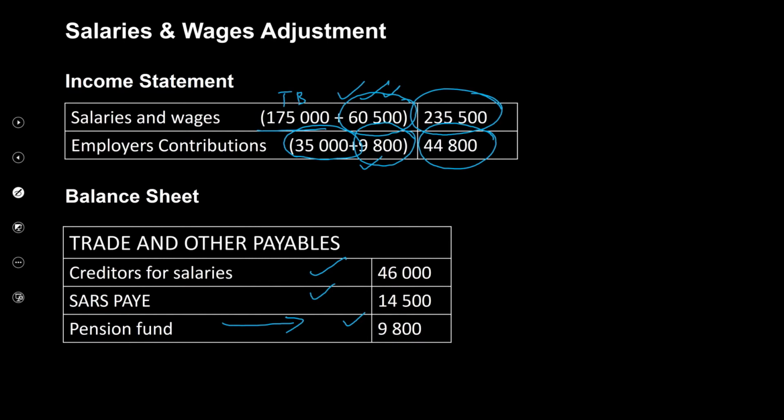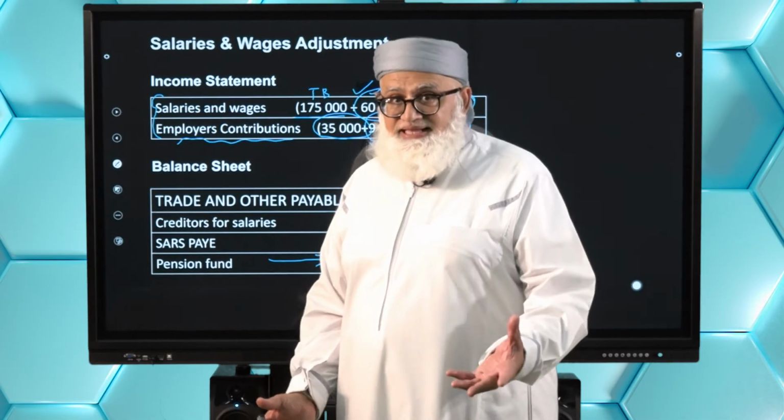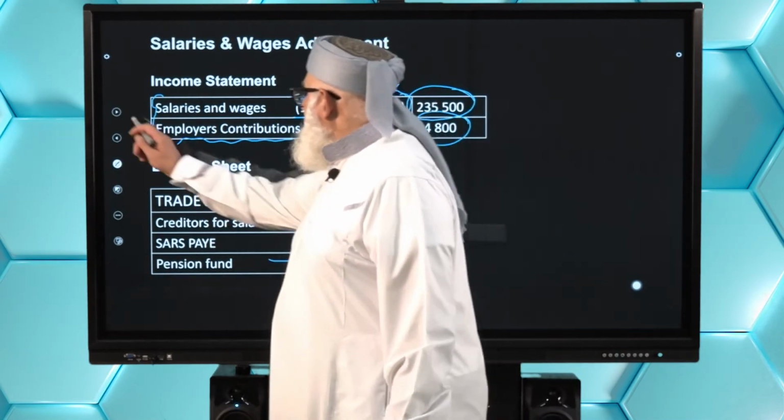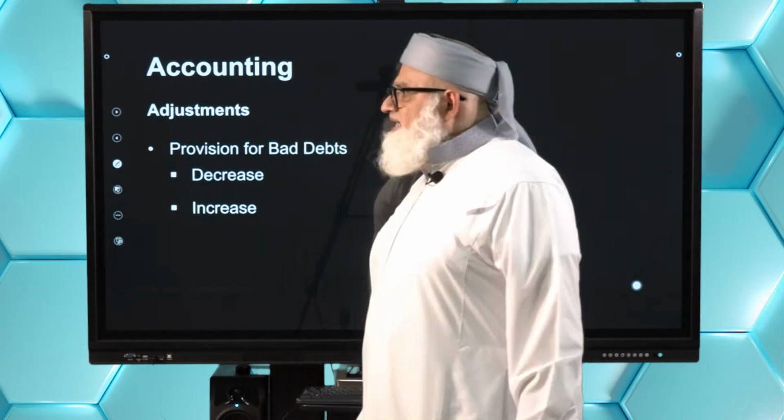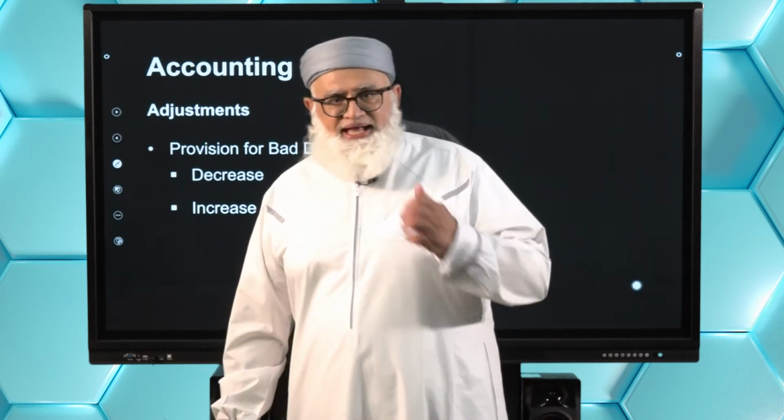Okay, very often, like I said, it could happen that these two are shown as one figure. What do you do in that case? All that you do is you add your employee's contribution, you add your employer's contribution to your salaries and wages, and you show it as one expense. That is also possible. Okay, the next one we come to is provision for bad debts.